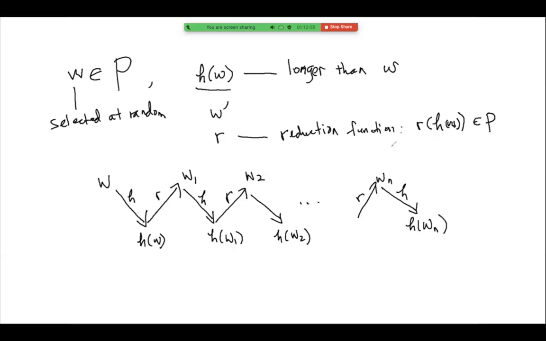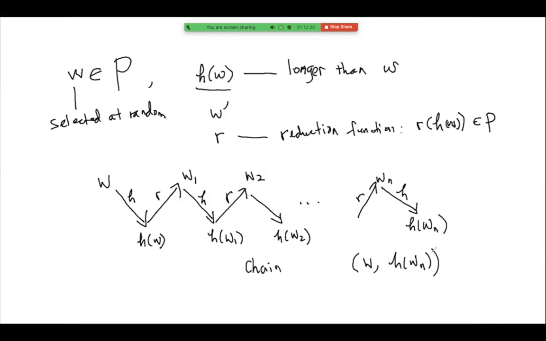All right, now let's say what I need to store. This is a chain. What I store is the beginning, W, and the end.